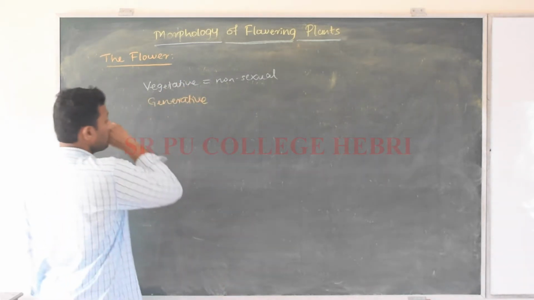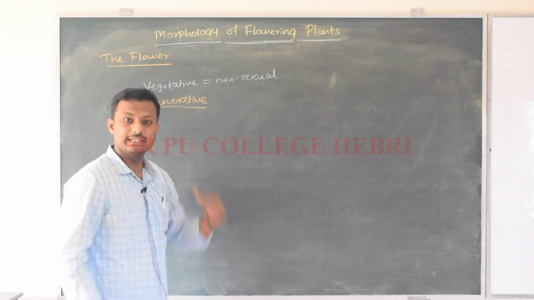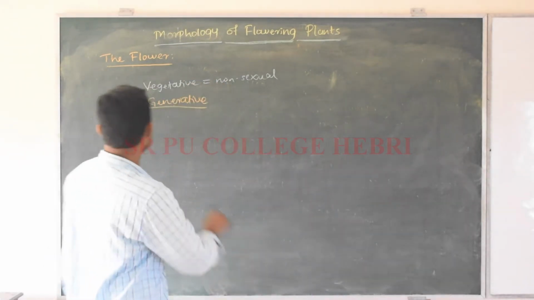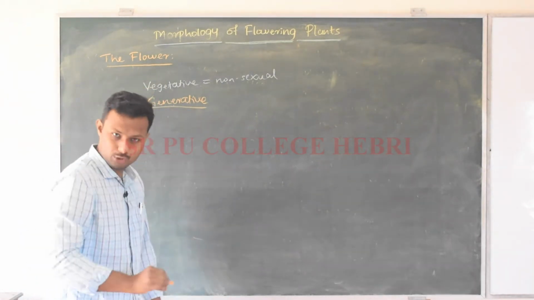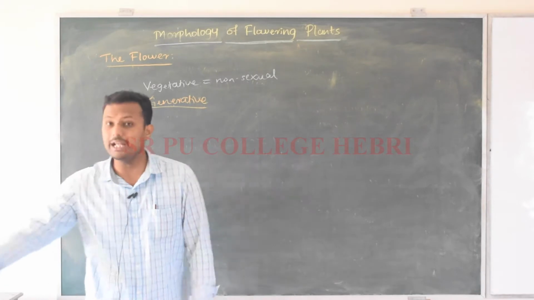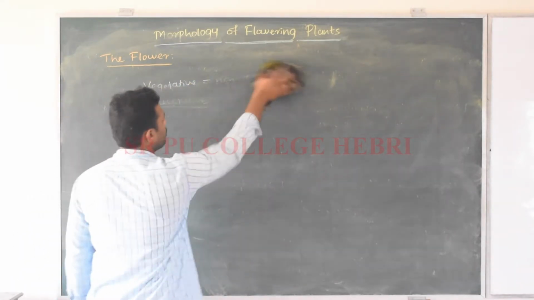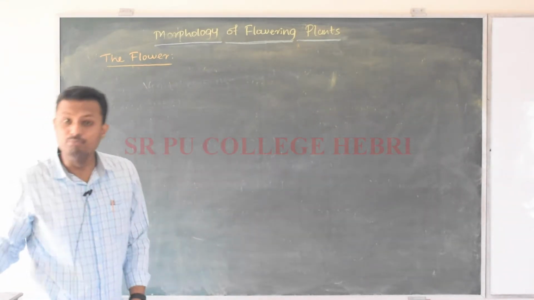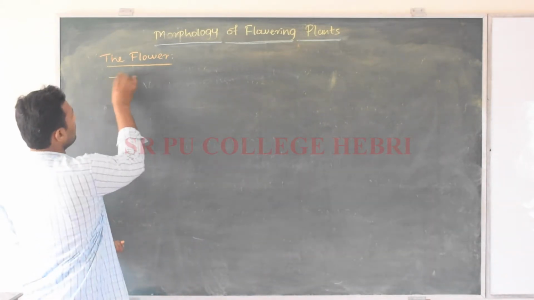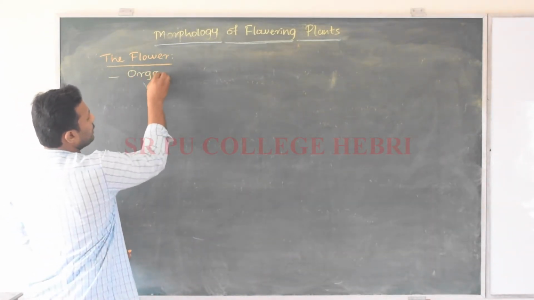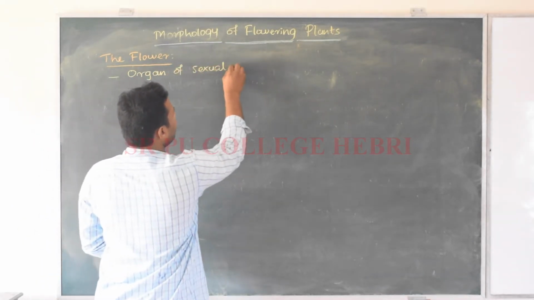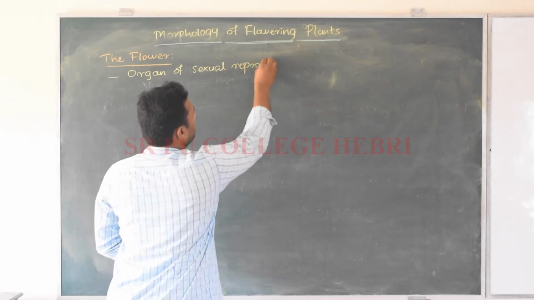Generative. So, flower, is it a generative part or a vegetative part? Definitely, as a flower is involved in sexual reproduction, it is called what? A generative organ of the angiosperm plant body. And more specifically, you can call a flower the organ of sexual reproduction, right?